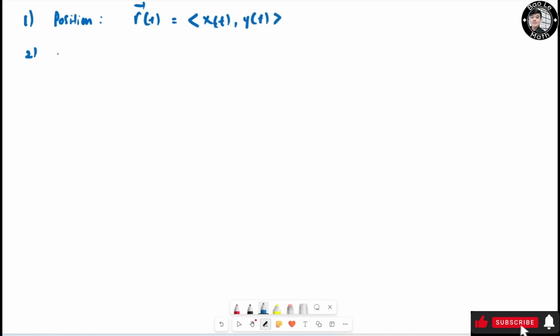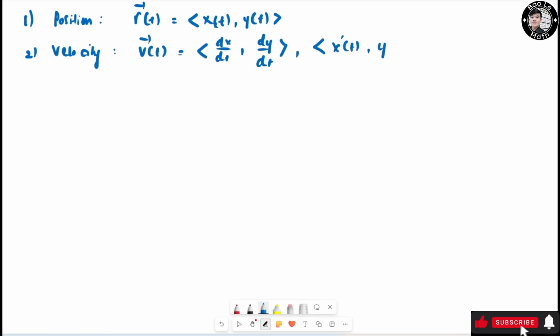Number two, we're going to talk about the velocity. Vector v of t equals dx over dt, dy over dt. Or sometimes we're going to write this one as x prime of t, y prime of t.